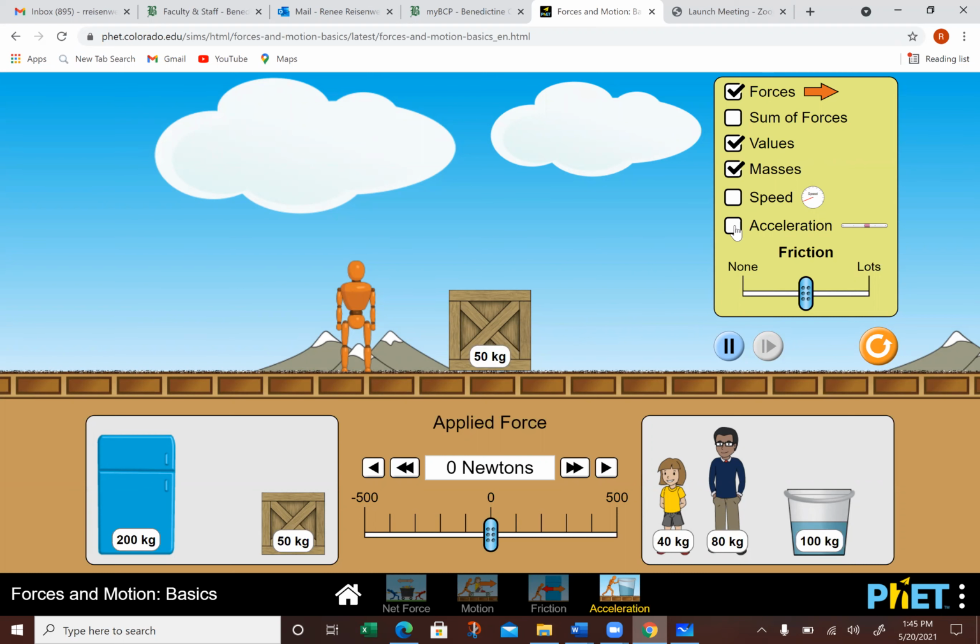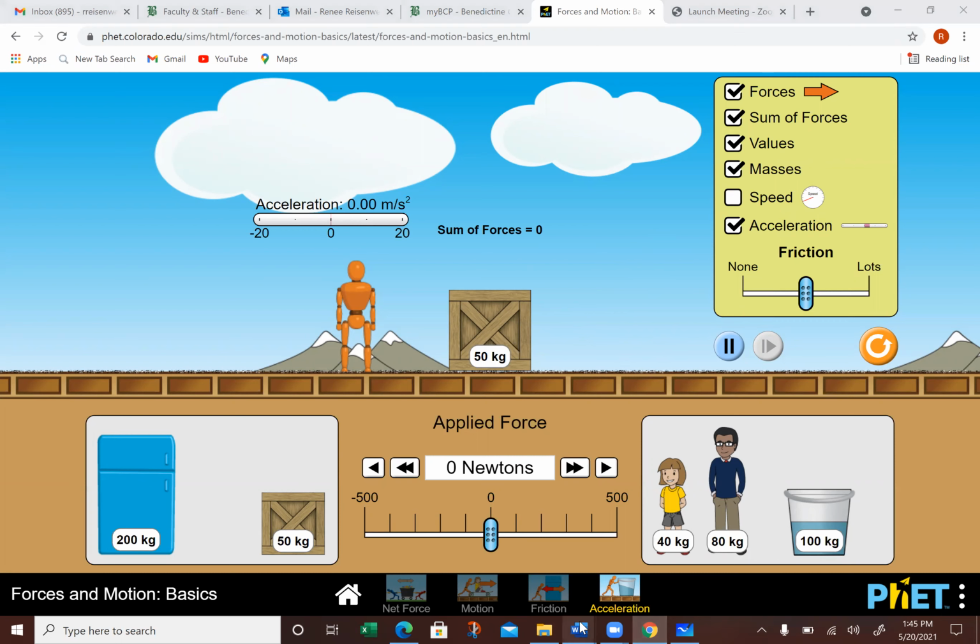So what are all the masses? What is the acceleration? You can see we can click on this. We can also see the sum of the forces, all of those kinds of things. What you're going to do in this case is follow this sheet and complete your data sheet based on each one of these scenarios.